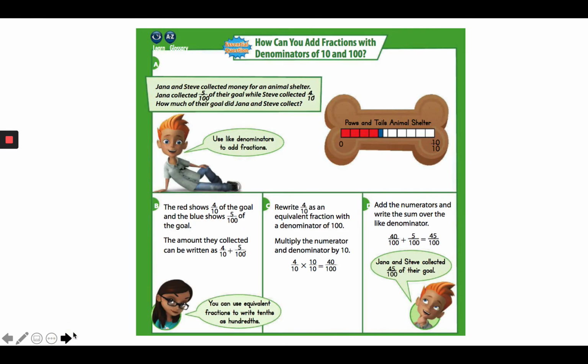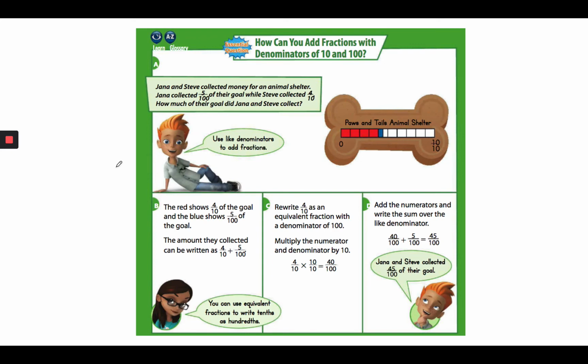So here is another way we could have done that. So Jana and Steve collect money for an animal shelter. Jana collected 5/100ths of the goal, while Steve collected 4/10ths of the goal. How much of the goal did Jana and Steve collect? Use like denominators. You know how to do equivalent fractions.